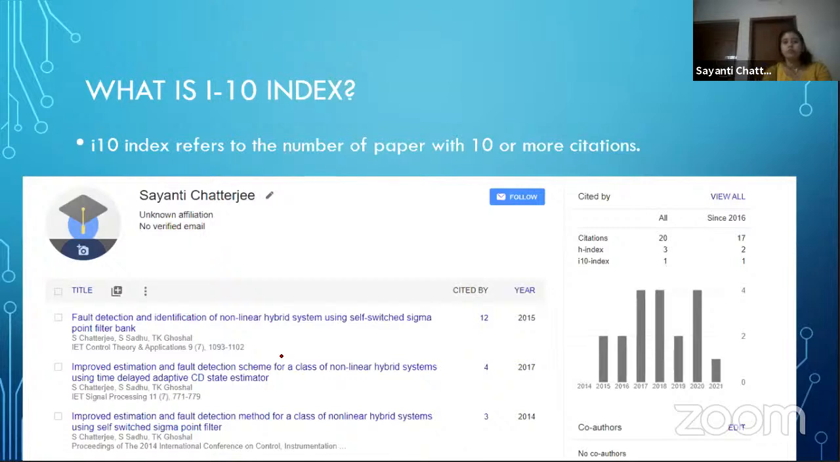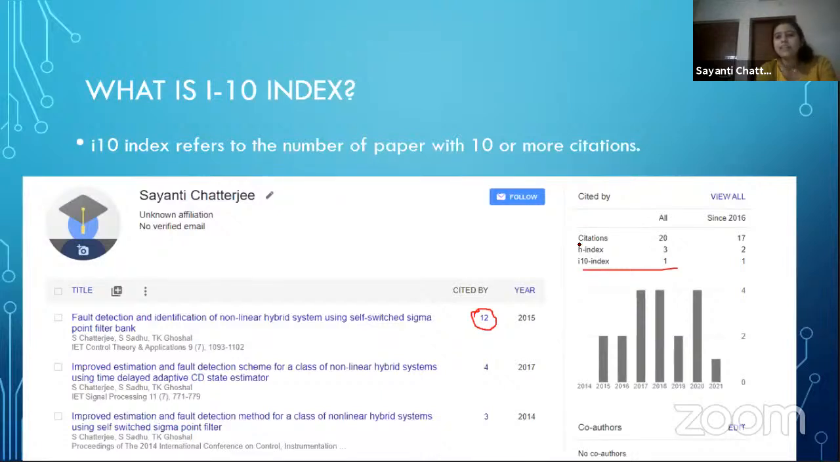I will show you. This is my Google Scholar page. And another term is I-10 index. How many papers have more than 10 citations? You can check, this paper has the citation 12. So 12 means my I-10 index is 1. If any journals get more than 12 citations, its I-10 index will be more.